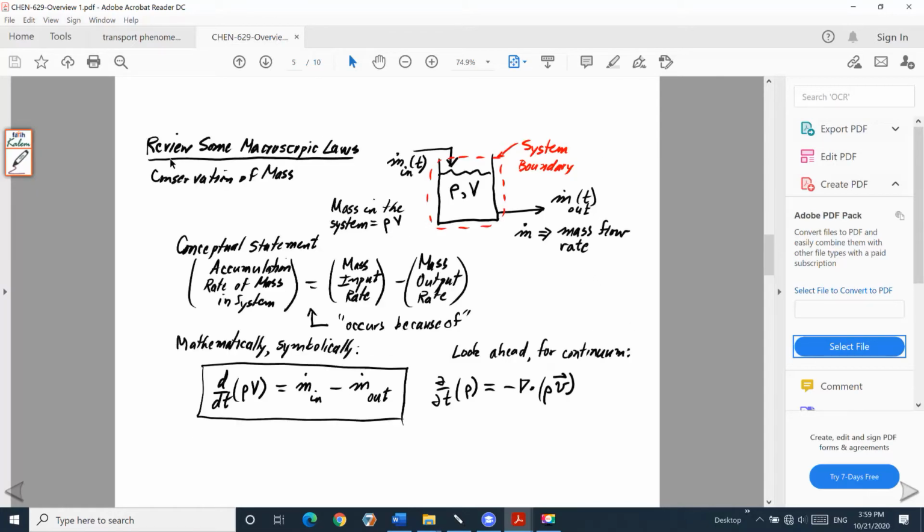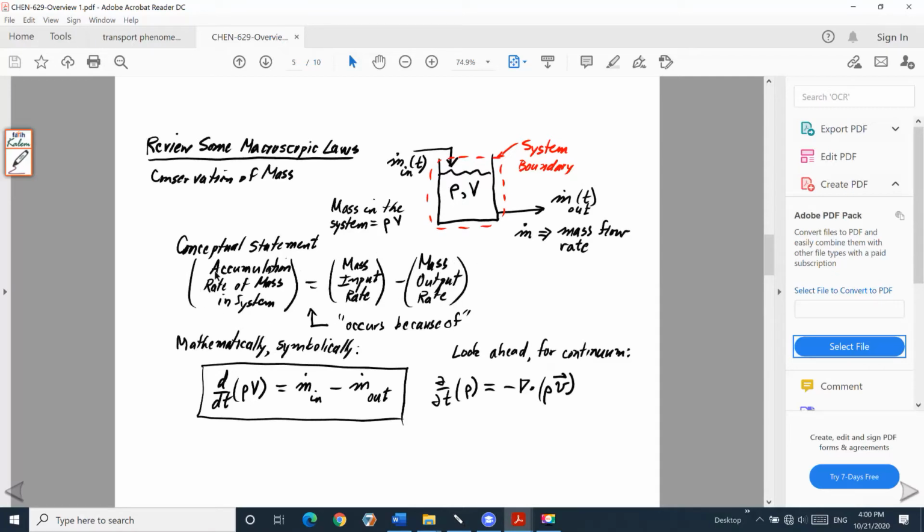So in the next level, the review of some macroscopic laws in the undergrad course in modeling, especially in chemical engineering modeling. We see when we consider any system, let's say here the system boundaries, the system control volume and the control surface. Let's say the system has some volume and some density. Let's say the system has some inlet and some outlet. The inlet is m dot in, in kilograms per second, and m dot out is mass per time. Actually, the conceptual statement we know from the undergrad course: the accumulation rate of mass in the system is equal to the mass input rate minus the mass output rate. It gives this general conceptual statement on what's happening inside of this system, by the inlet and outlet and accumulation terms.